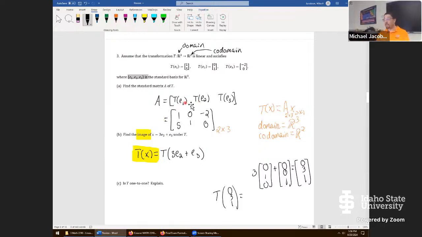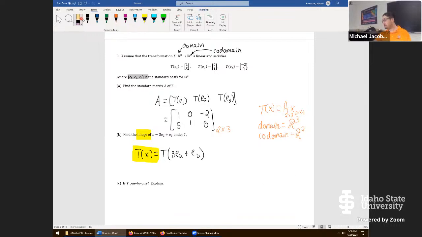There is absolutely a faster way on this problem. We should just use linearity. So here's my alternate suggestion. If you use linearity, this breaks up. Not a lot of functions do this, so that's why this is a very special kind of function. You can put in T of 3 times e2 plus T of e3. Then in linearity, this 3 can be moved out front. So now it's 3 T of e2 plus T of e3.